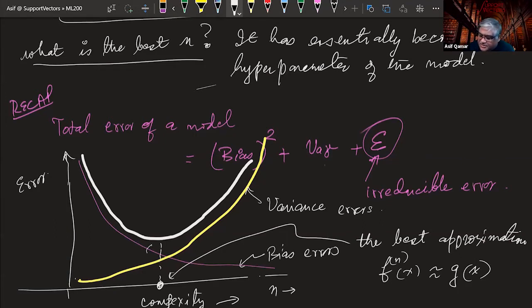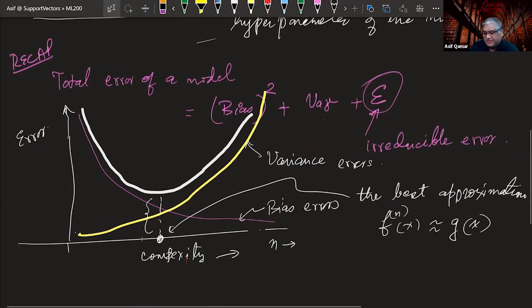And this error that you're left with is obviously the part that you can't get rid of. It remains at the end of the day. It's the residual error for you. Are we together? It's made up of whatever little bias error remains, whatever little variance error remains, and the irreducible error.